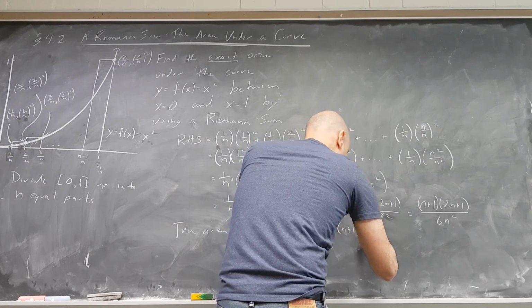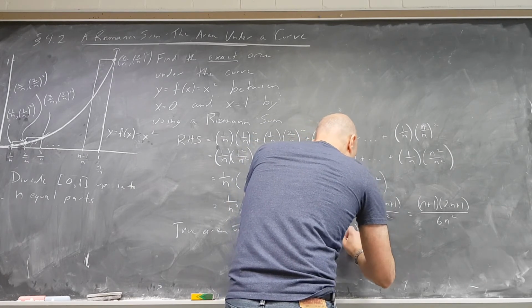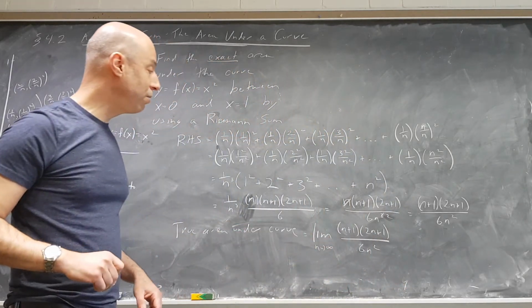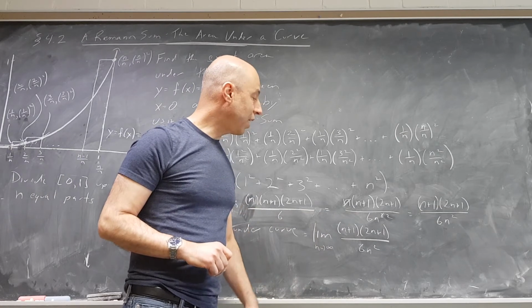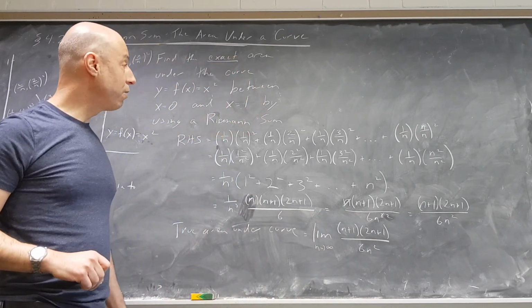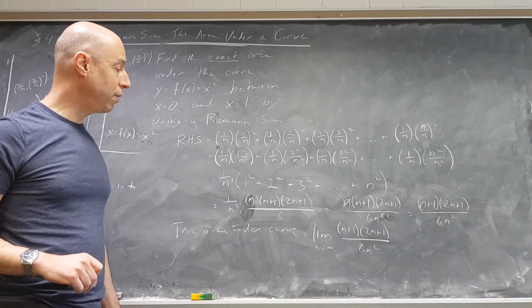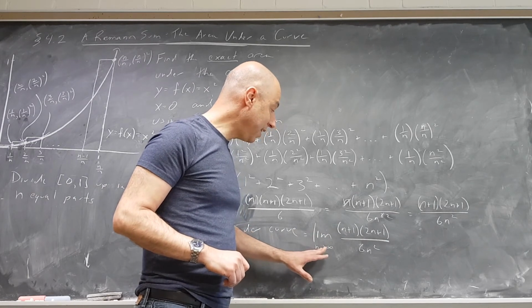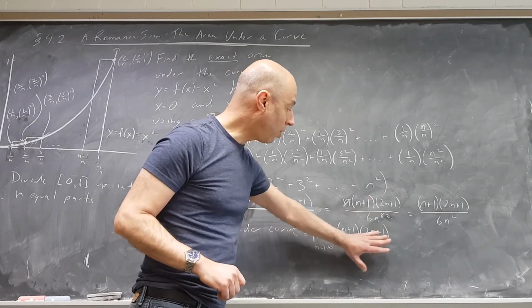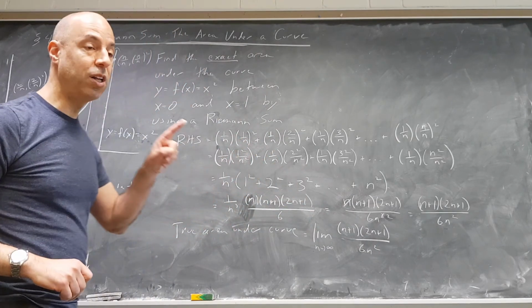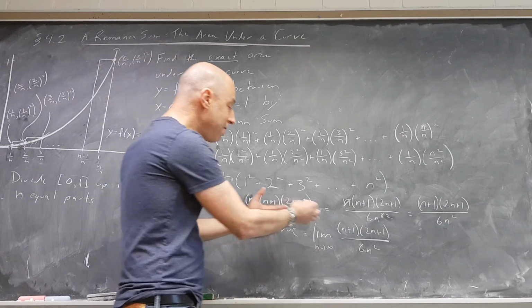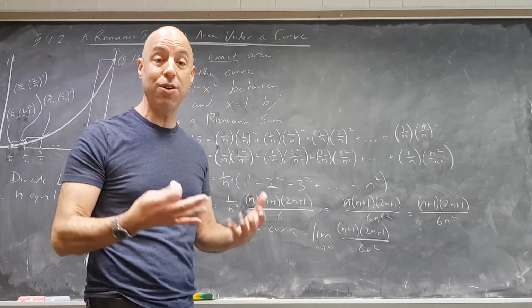n plus 1, 2n plus 1, all over 6n squared. The limit as n goes to infinity of n plus 1 times 2n plus 1 all over 6n squared. So as n gets bigger and bigger, the total area under all the rectangles gets closer and closer to the total area under the curve. Let's go ahead and evaluate this limit. We have techniques to evaluate this limit.